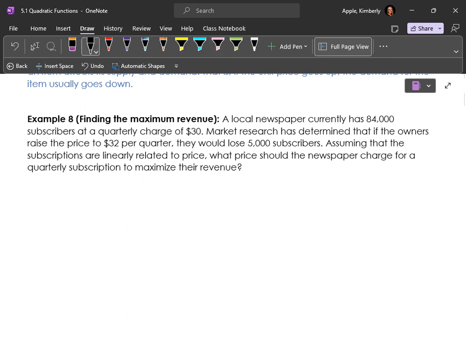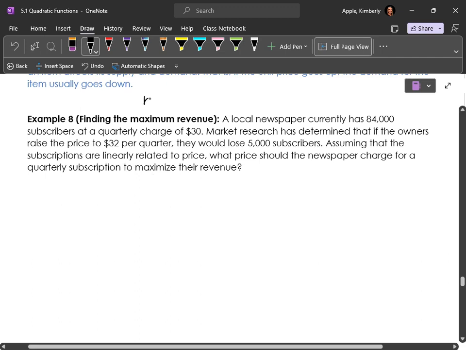The first thing we need to do here is recognize that in general, revenue is calculated by P times Q. P is the price of the subscription. Let me write that here, subscription price. And Q is for quantity, and that's the number of subscribers. You could use any letters you wanted here, but these are the ones that I've chosen.